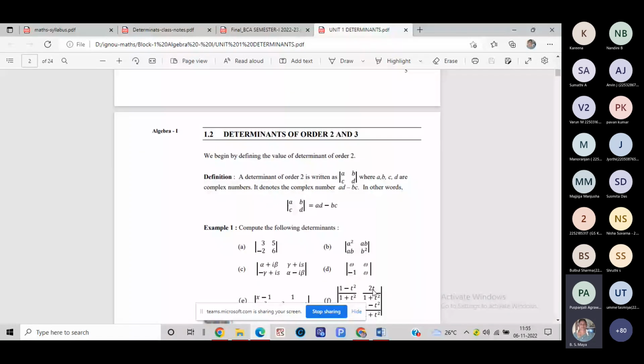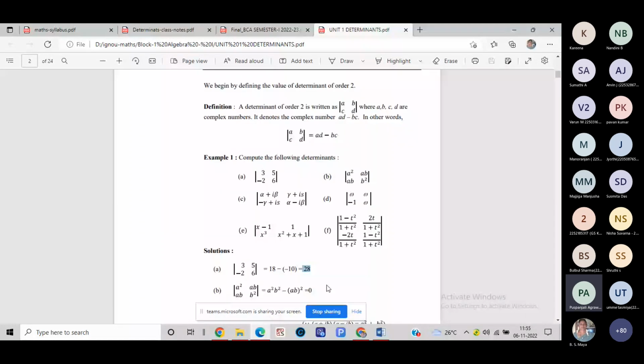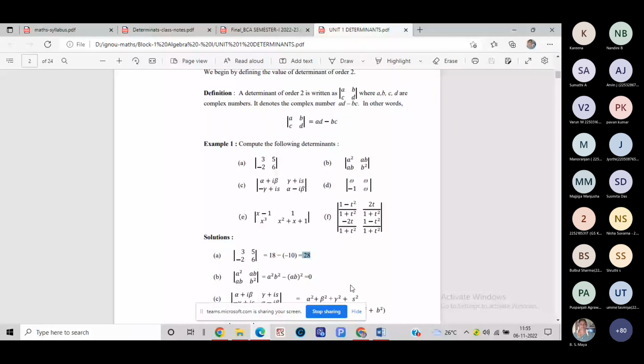What happens? A square B square minus A square B square is equal to 0. Very good. You got the answer as 0. A square B square minus AB whole square is 0. Clear, right? Any doubts? Okay. You should apply the logic for the third one.